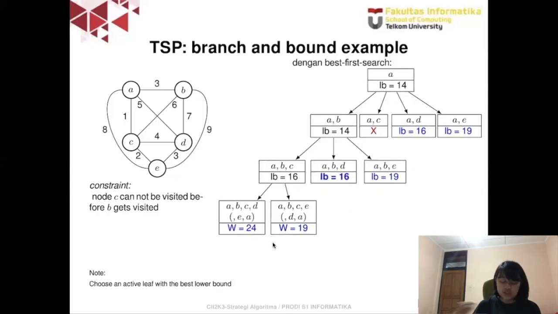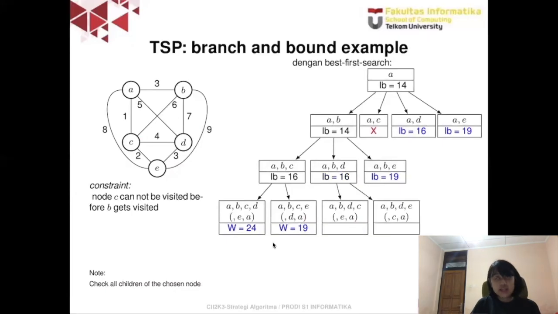So we continue with A, B, D. We can go to C or E from D. And if we go to C, then we don't have any other option. Then we go to E, and back to the initial node. Or from E, we can only go to C before we go back to the initial node. And we can compute the total weight for both options, and we got 16 here.